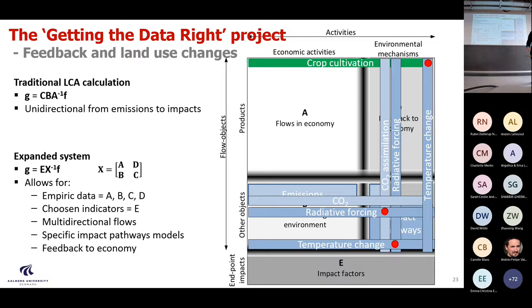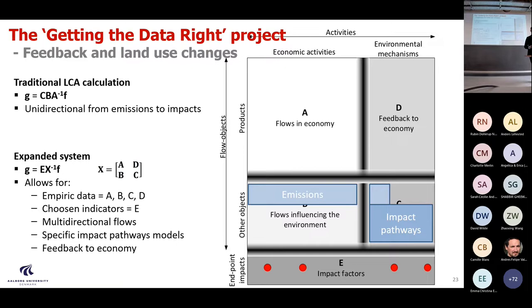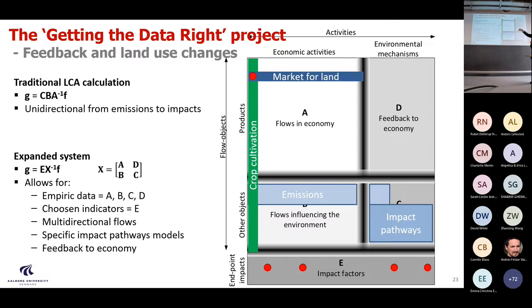Earlier, I've been talking about land use changes. That can also be dealt with in this framework here. Imagine that we have some crop cultivation. This column here represents a farm. It could be the rapeseed farm I was presenting earlier. Such a farm uses some land. So we are asking for some market for land.